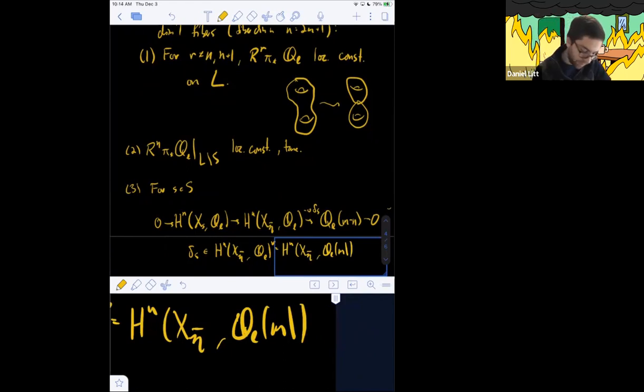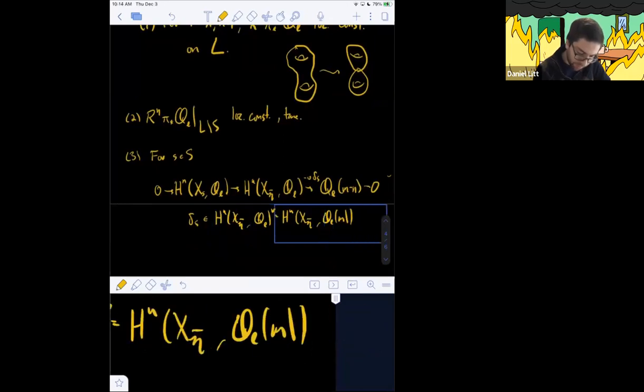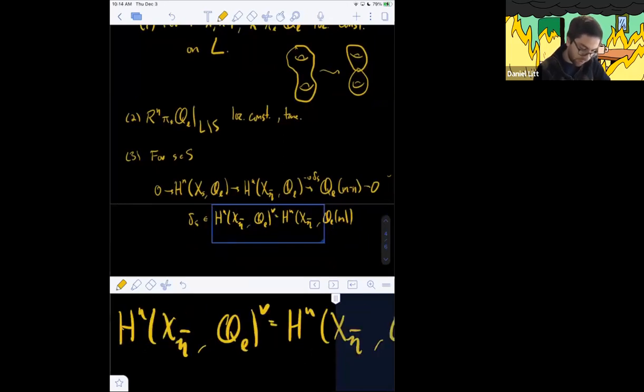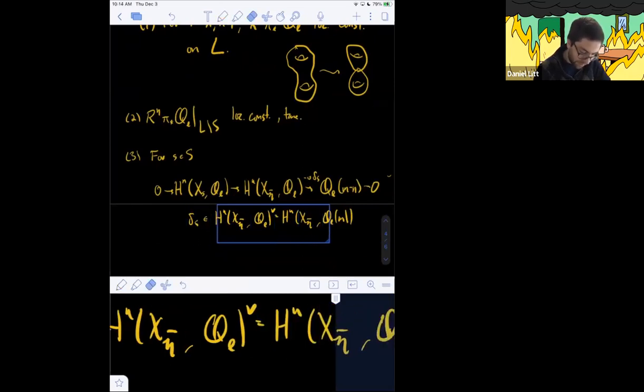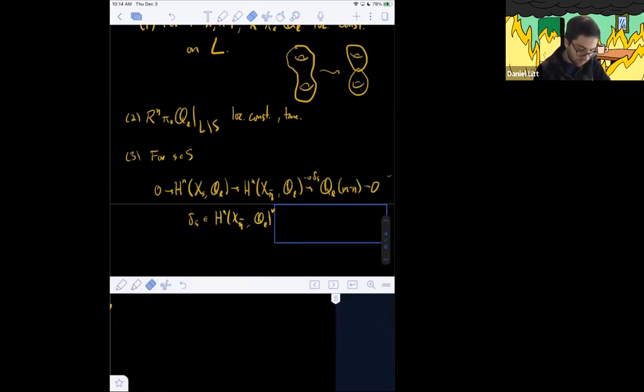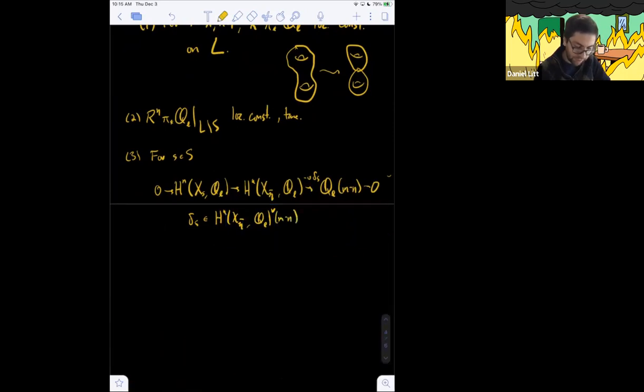Yeah, it's QL of m. Sorry, it's a map from, sorry. So delta S is in this, twisted by m minus n. Yeah, sorry about that. So that's just the image of 1 under the dual of this map.